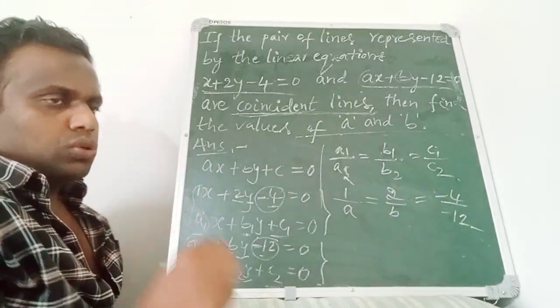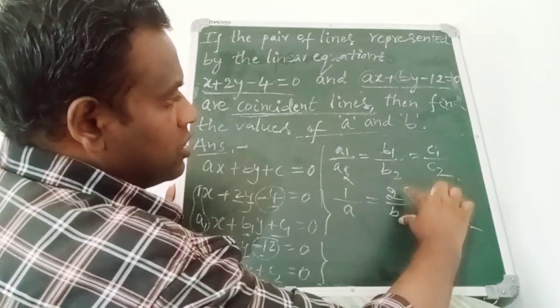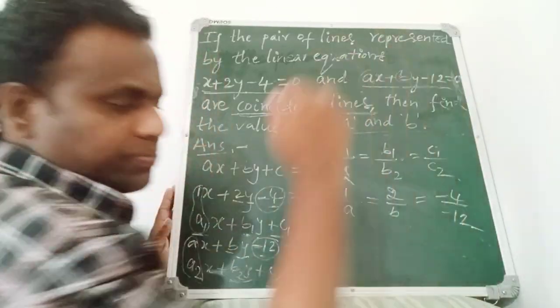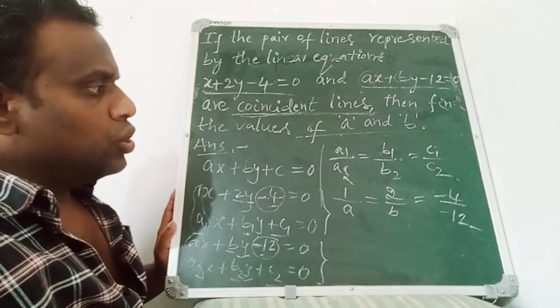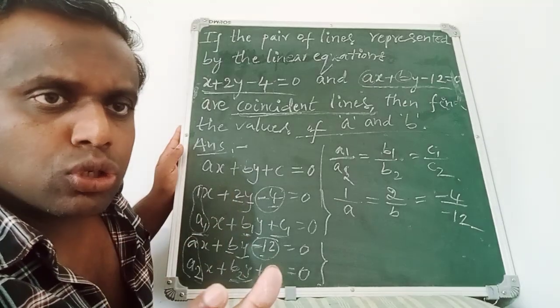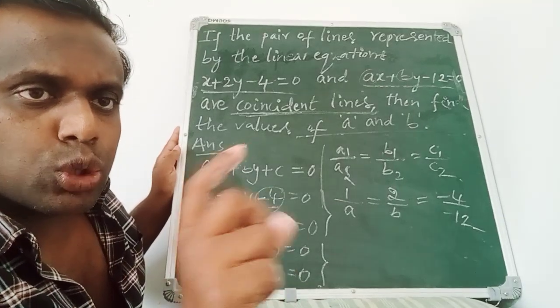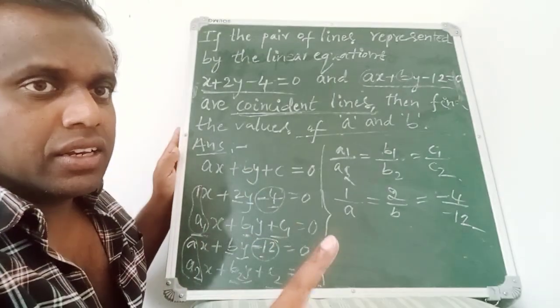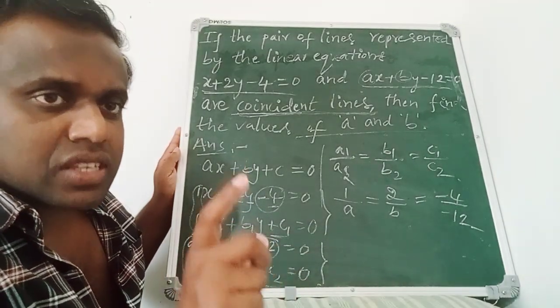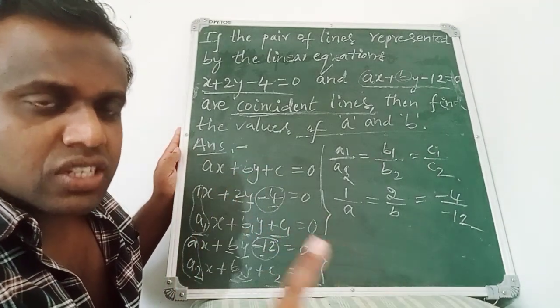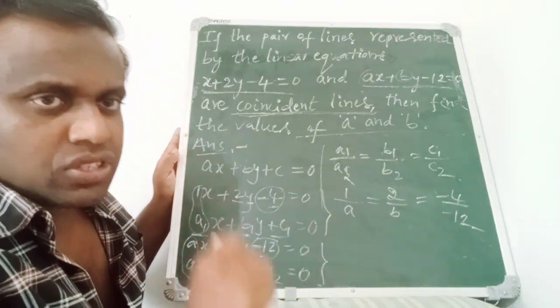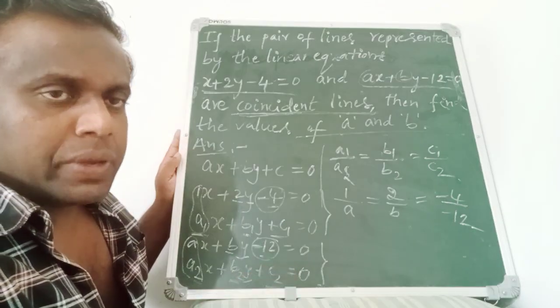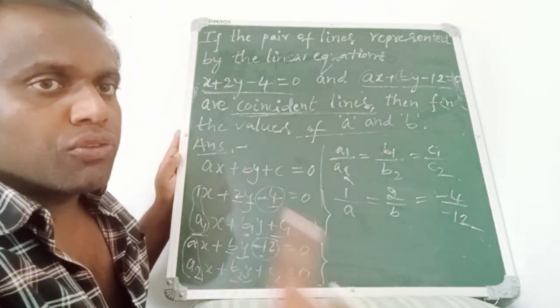Now what do we have to do? See, this is a fraction, this is a fraction, this is a fraction. Now you have to select any two fractions first, along with the equal sign. Why? Because we want to find one unknown value.